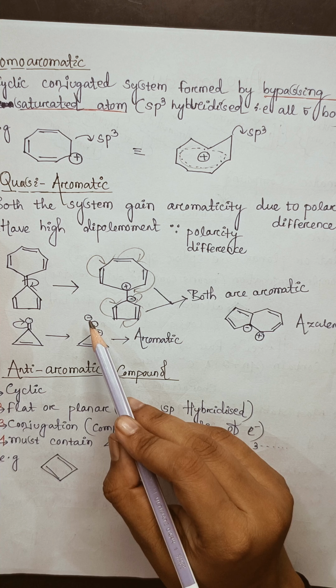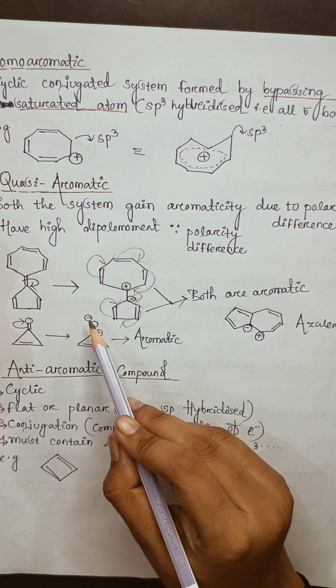So by gaining negative charge, the 5-membered ring becomes aromatic because it is cyclic. All the carbons are sp2 hybridized. There is complete delocalization of pi electron. Also, it contains 6 pi electron, which follows Huckel's rule. Similarly, for the 7-membered ring, it is cyclic. All the carbon atoms are sp2 hybridized. There is also delocalization of pi electron. It contains 6 pi electron. So it follows Huckel's rule. So both the rings are aromatic. The overall compound is aromatic. Since there is charge difference due to polarity, we call it quasi-aromatic.